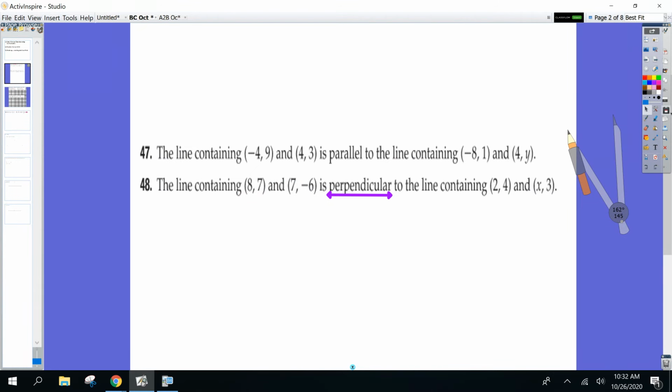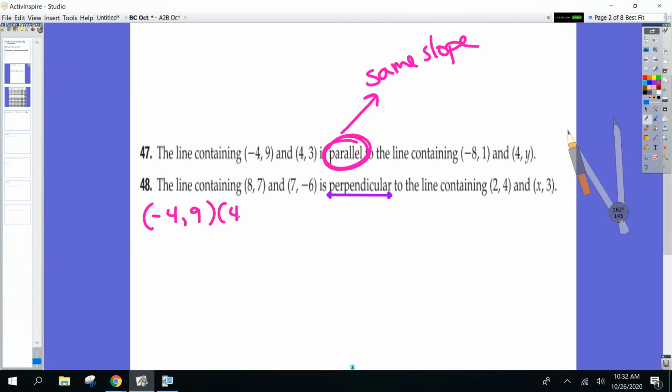It says, I got a line that's got these 2 points, -4, 9, and 4, 3. It's parallel. Boom. Keyword right there, parallel. So I know these two lines have the same slope from our discussion from Friday. They got to have the same slope. So what I need to do first is take -4, 9, and take 4, 3, and I got to find the slope between them. All right, here we go.